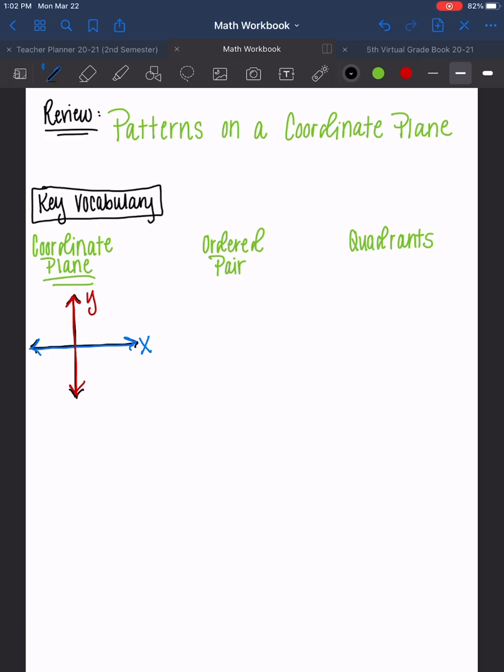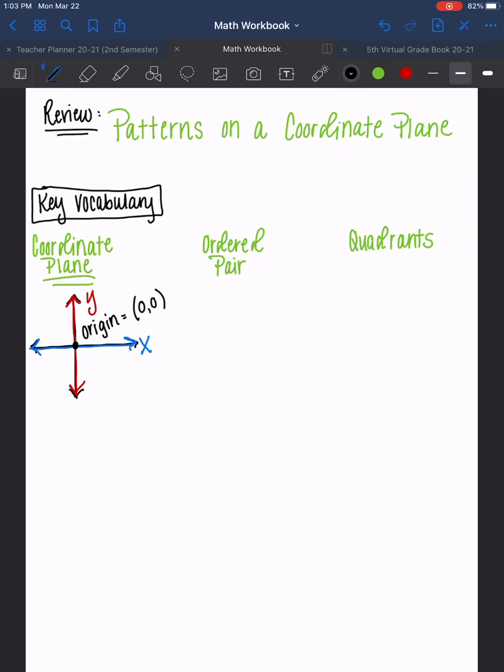Now, there's a special point on the coordinate plane. This is the point that intersects both of the lines, which is called our origin. Now, the ordered pair for the origin is 0, 0. Speaking of ordered pair, let's talk about ordered pair.